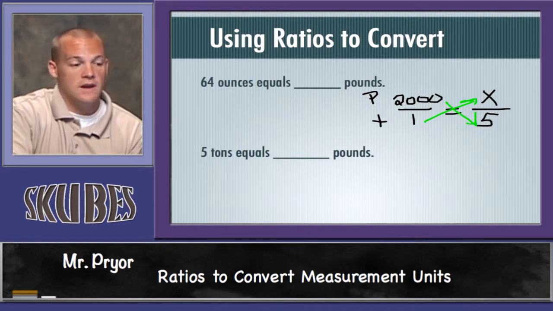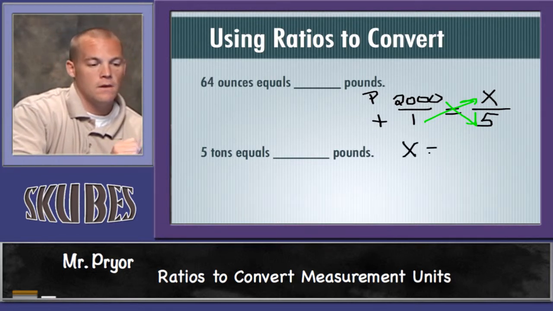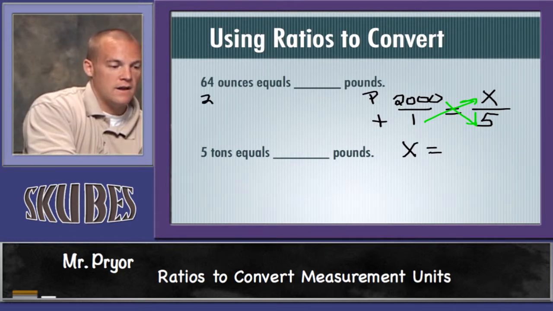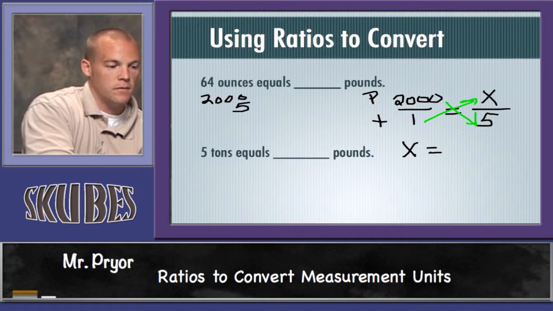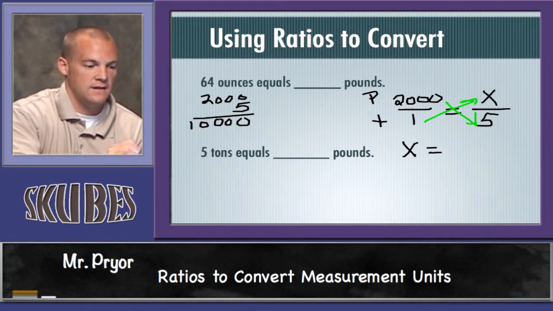So in this case, you're going to end up with 1 times X, which is X, and 5 times 2,000, which you may have to do off to the side if you're not sure. So we'll multiply that out. 3 zeros and a 10. All right, so it looks like you end up with 10,000 pounds.